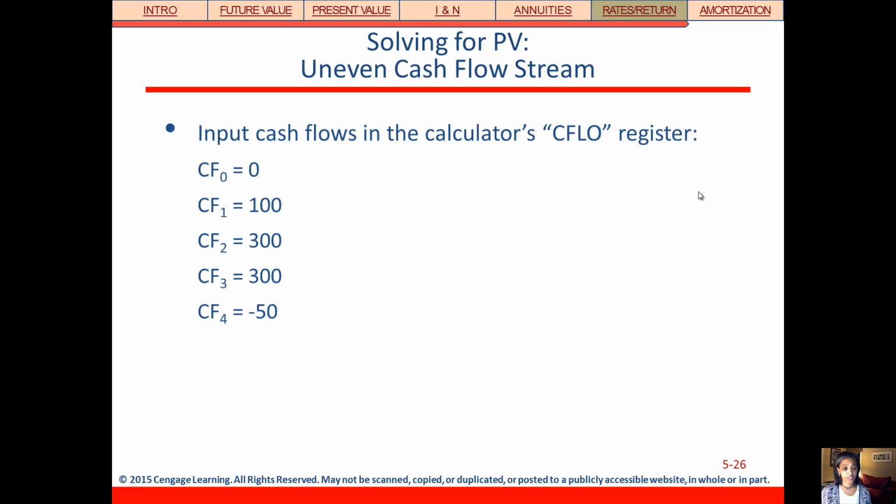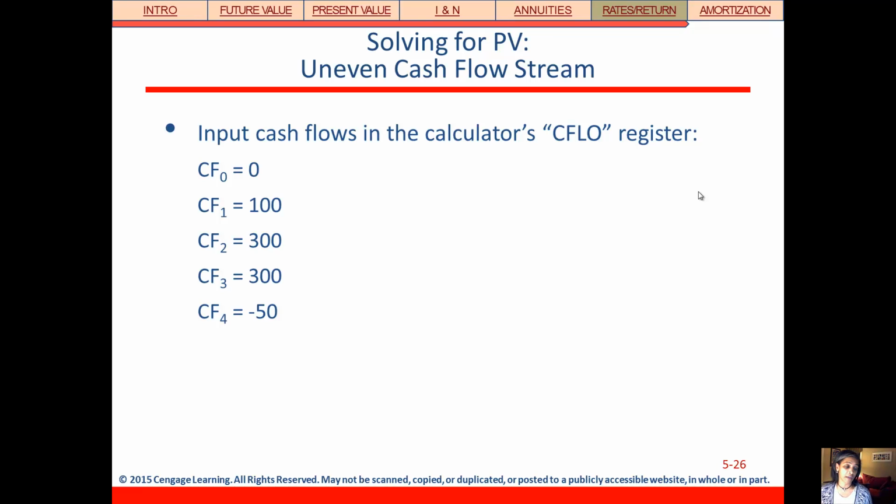After each cash flow, it's going to ask you for the F. So it'll say cash flow 1, you put in $100, press enter, and then you hit the down arrow key, and then it's asking you for F1. F1 is the frequency. So it's asking you how many times are you going to get $100. Well, in this case, you're just going to get it one time, and that's the default.